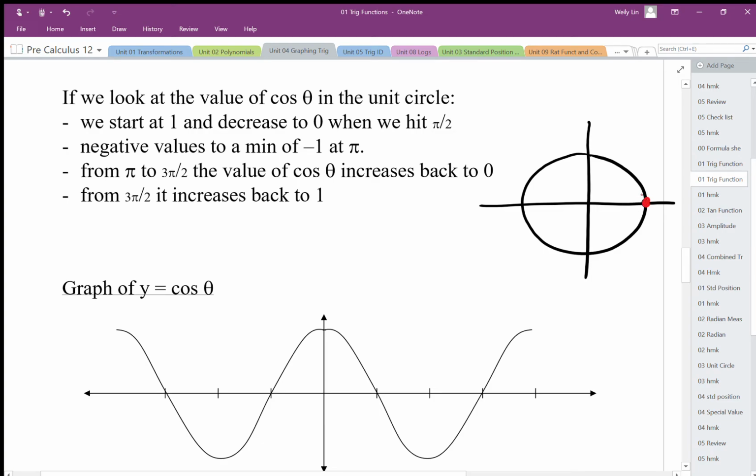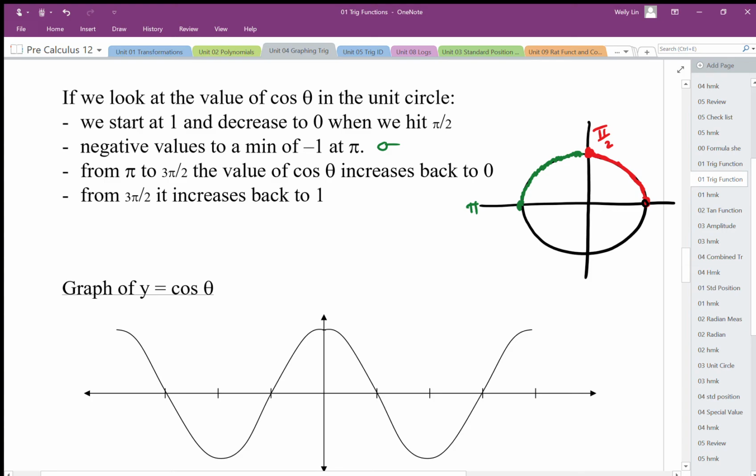And what's happening as we go to 90 degrees? It's moving to 90 degrees. And the x-coordinate is decreasing from a positive 1 all the way back to the middle, or 0. That's quadrant 1. As we move through quadrant 2, the x-coordinate is further decreasing and becoming more negative all the way to the most negative, or the most left-hand position at pi. So the negative values get to a minimum of -1 at pi. So that's what's happening, being described here.